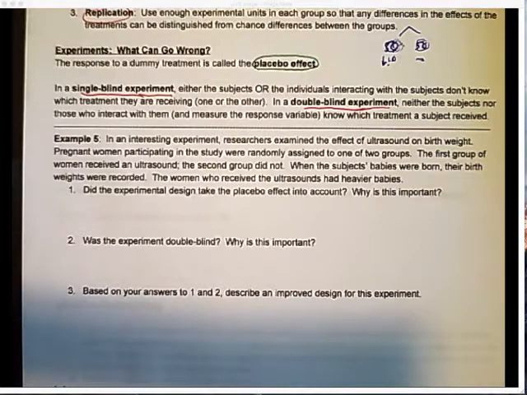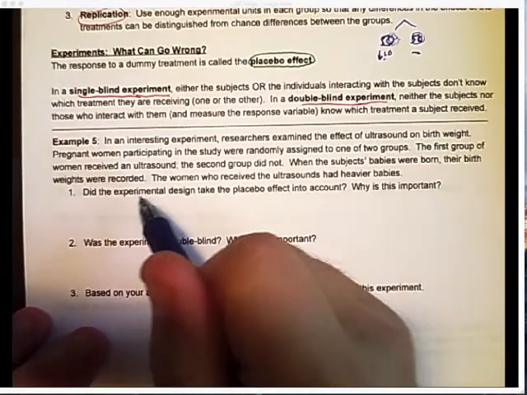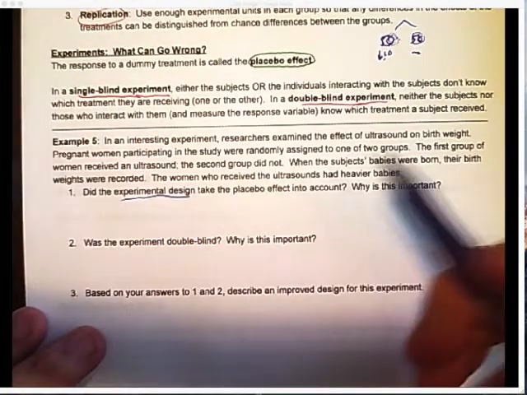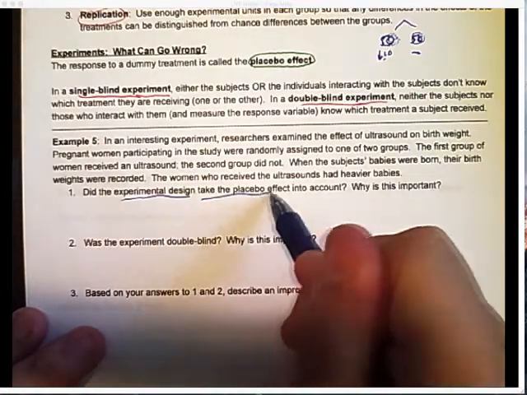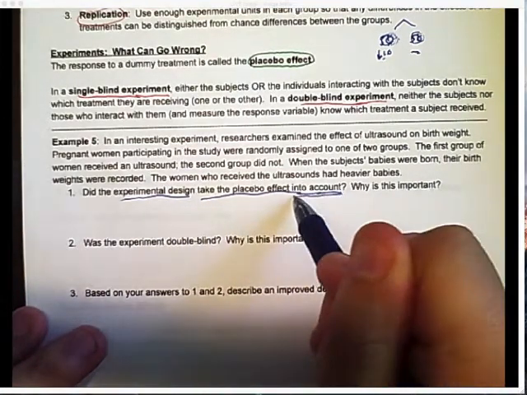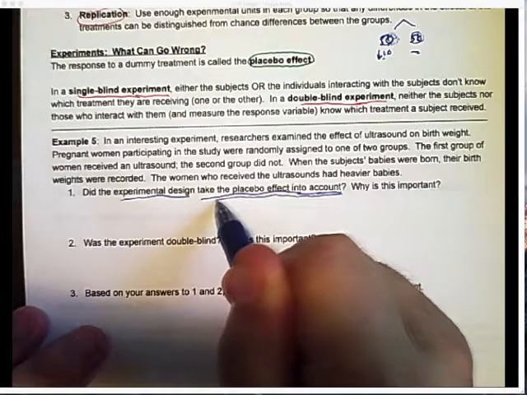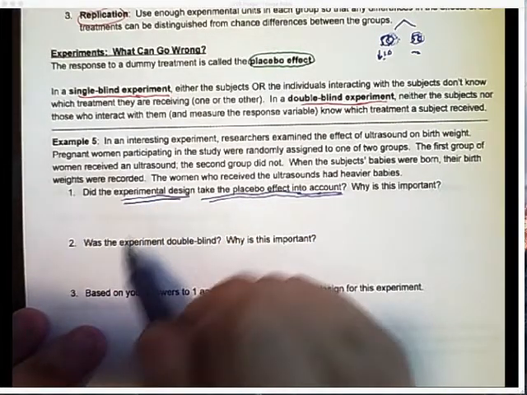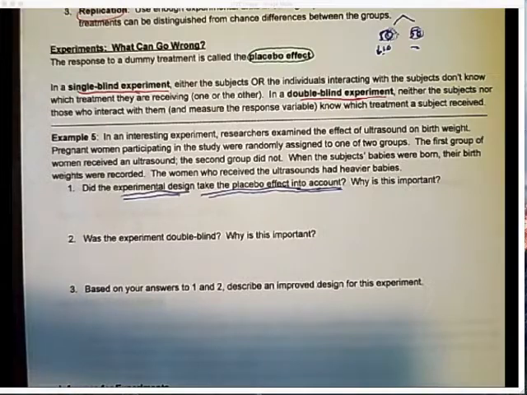Did the experimental design, in this case, take the placebo effect into account? The next question: was the experiment double blind? Why is this important? And based on your answers to 1 and 2, describe an improved design for this experiment.